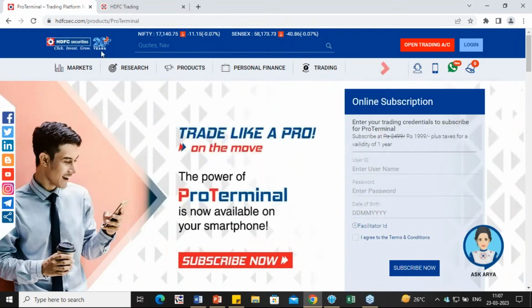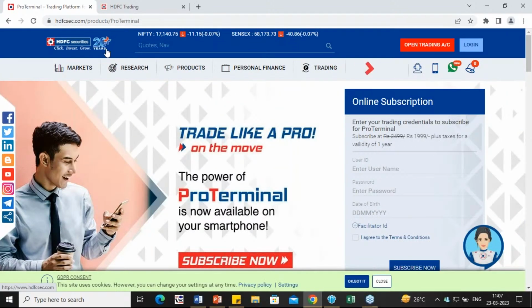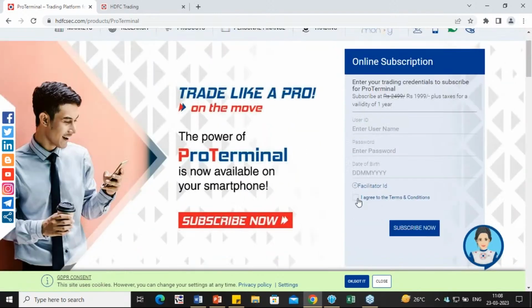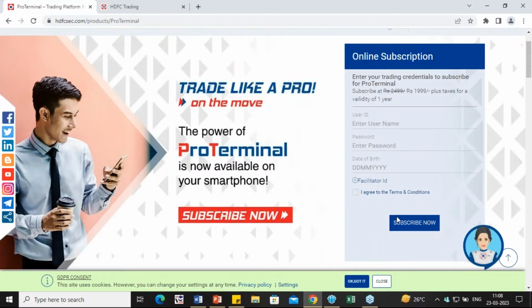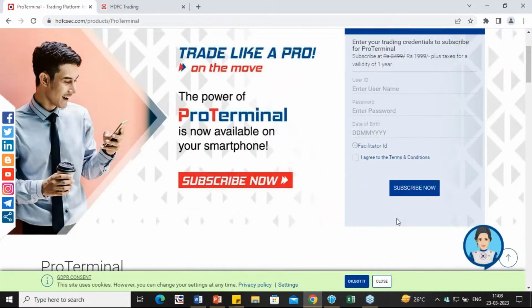On that subscription page, you have to write your credentials: the user ID, password, date of birth, and after that you have to accept the terms and conditions and click on Subscribe Now. Within 48 hours, your Pro Terminal will get access through your account. Okay. So this is how you can subscribe for the Pro Terminal.